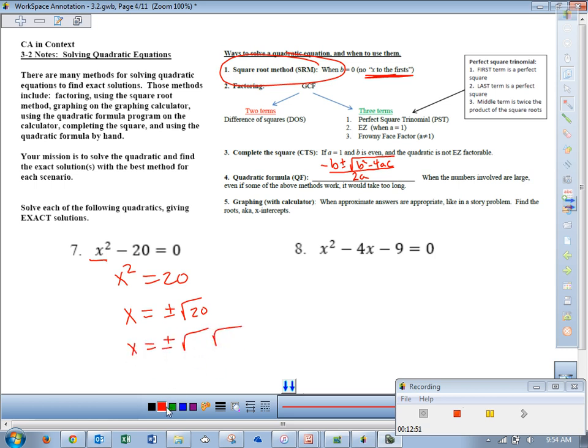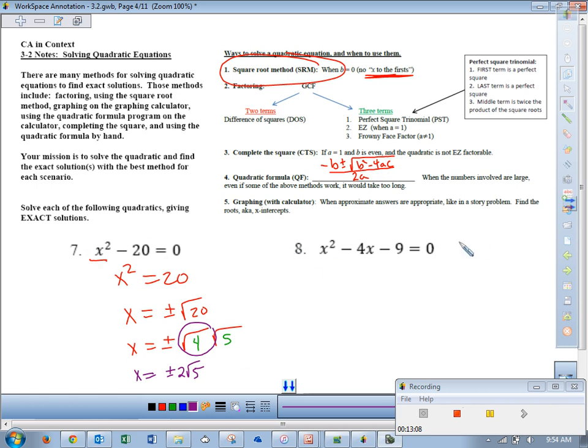Split it up into 2 guys. The biggest perfect square that goes into 20 evenly is a 4. And how many times does he go in there? 5. The reason why we did that is because we know what the square root of 4 is. The square root of 4 is 2. So x equals plus or minus 2 square roots of 5. Cool?